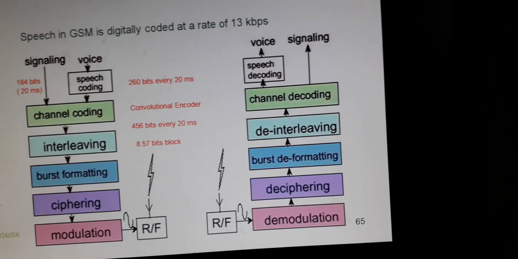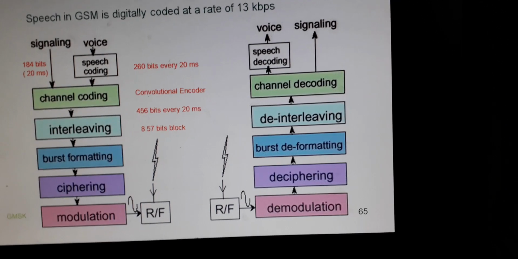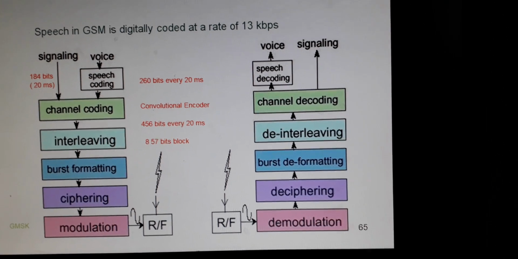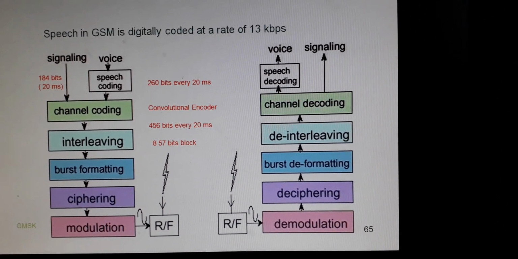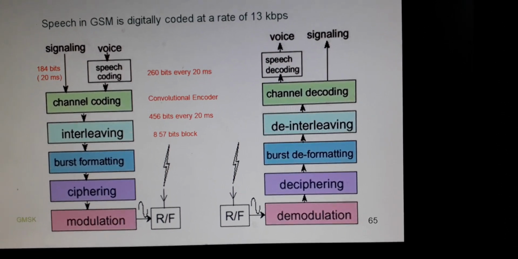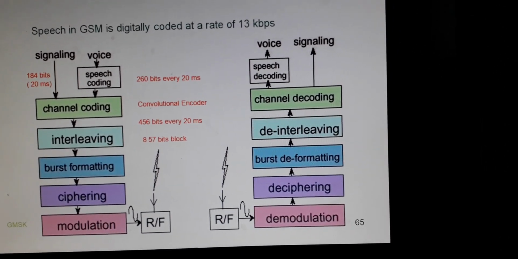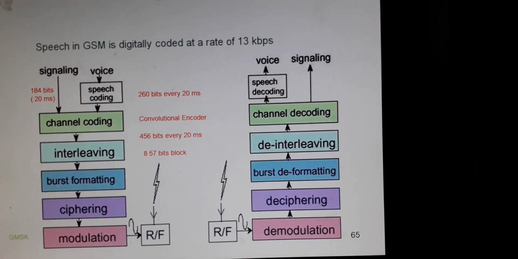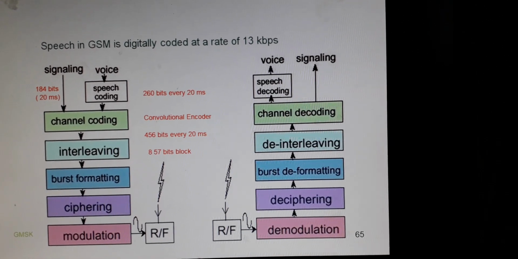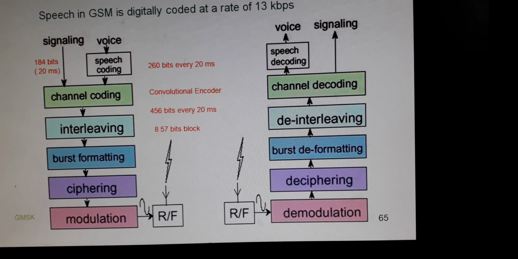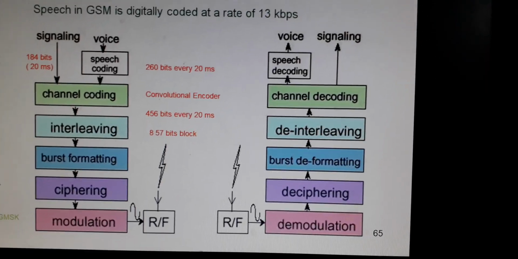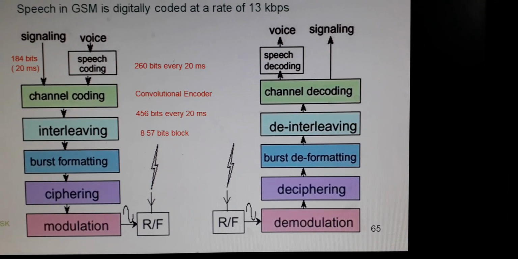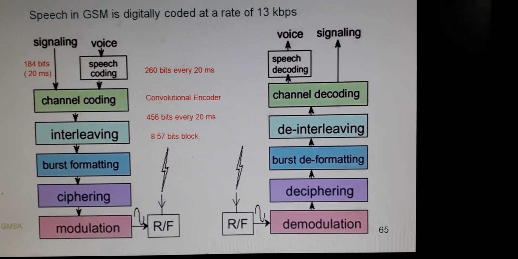The next side involves demodulation, deciphering, then burst deformatting. Bursts are again converted back into a number of bits. Then de-interleaving, where the bunch of bits selected in a basket are again clubbed into a number of bits. Then the last steps are channel decoding, then speech decoding. So overall this operation starts with 13 kilobits of information, and finally we get around 280 kilobits per second data rate.